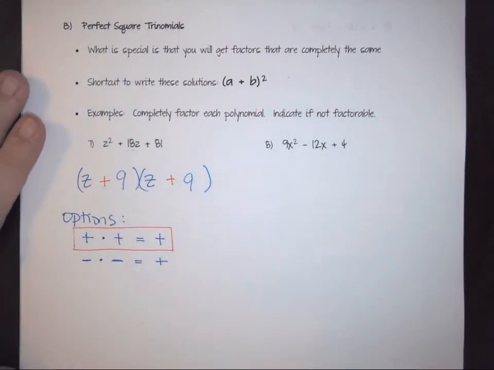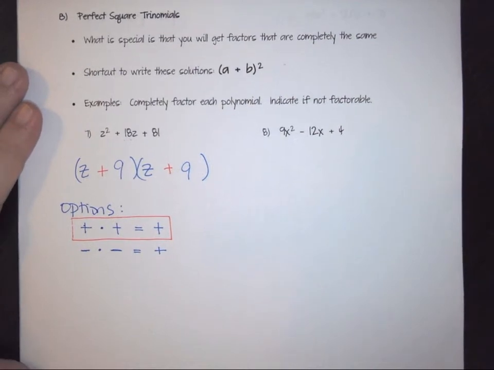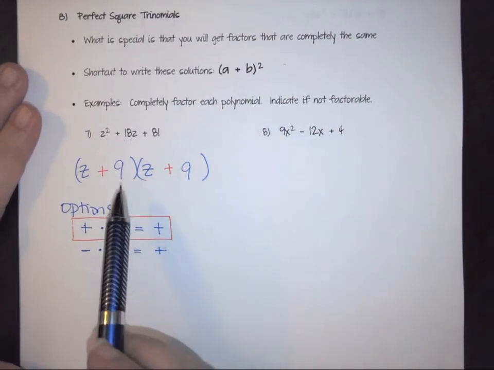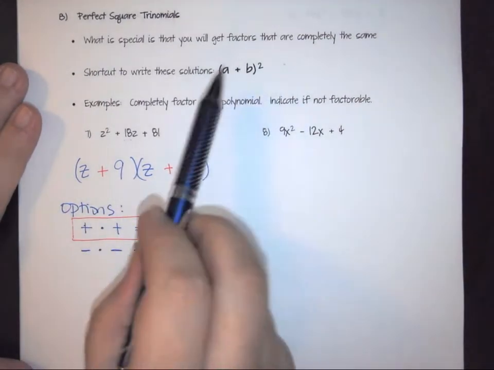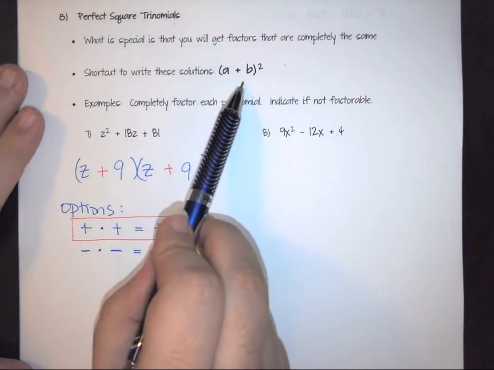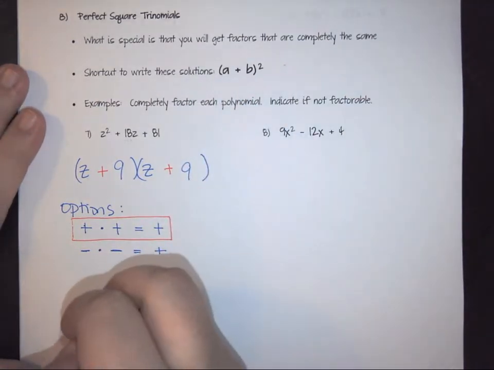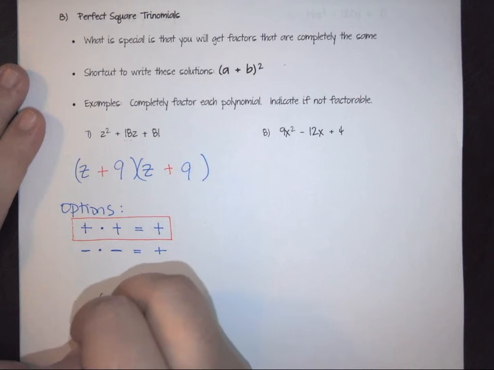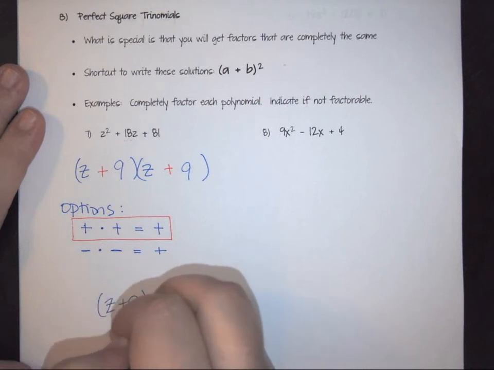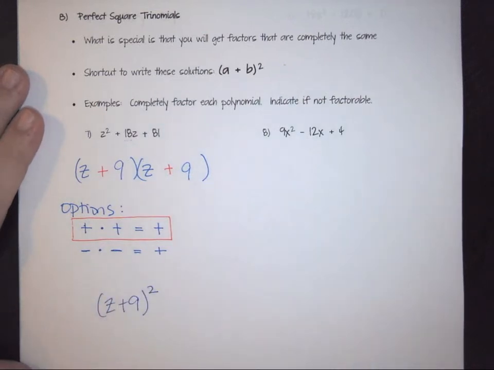Now because this is a perfect square and mathematicians are inherently lazy, we like to then write this factor just simply in its reduced form, which would say that we had z plus 9 and we would square it.